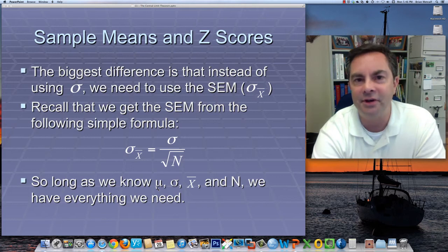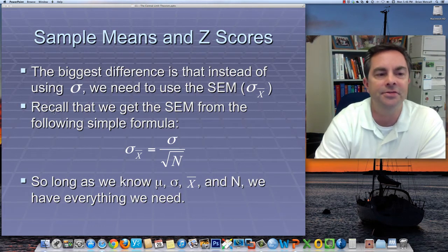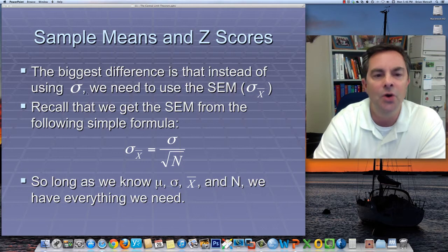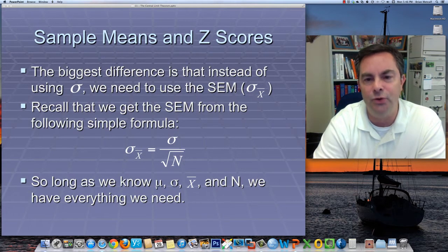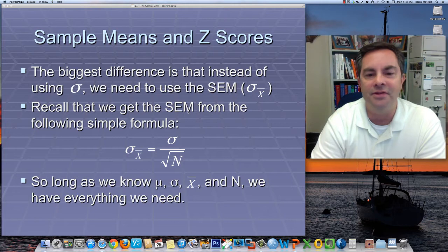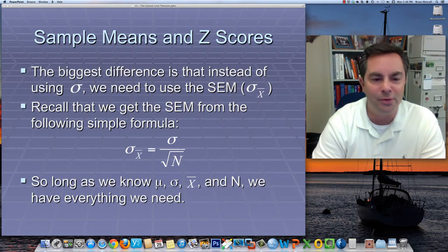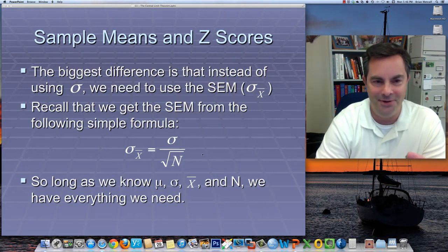Now the biggest difference in all of this, the extra step that I made reference to earlier, is that instead of using just the plain old sigma, the plain old population standard deviation, we need to use the standard error of the mean, right? We use this little doohickey, the sigma X bar, instead of just sigma. Now recall that we get the standard error from that beautiful formula that I gushed on about in my last presentation, all right? This is our E equals MC squared in social research.